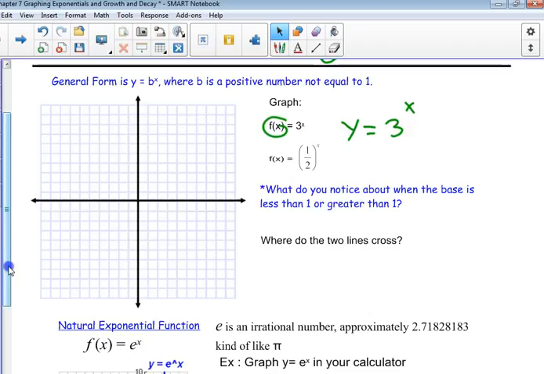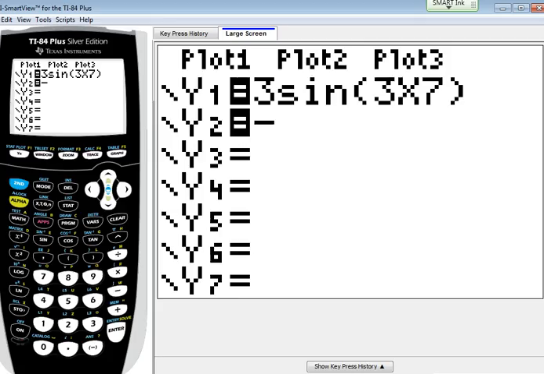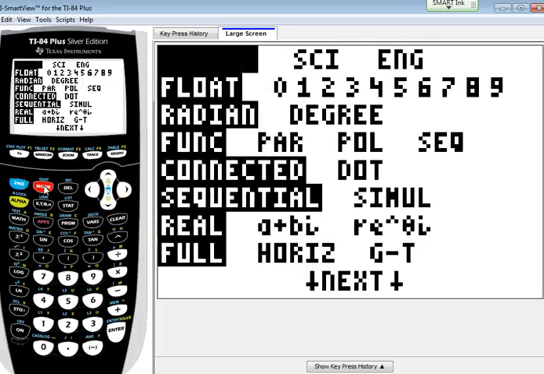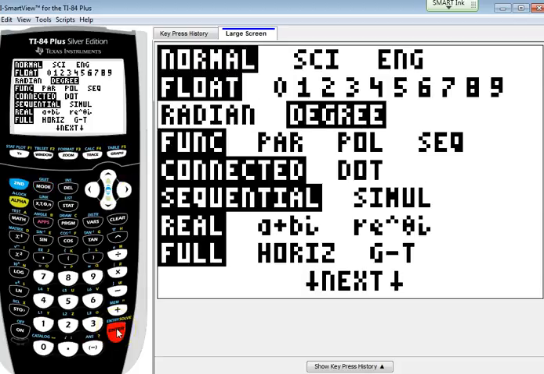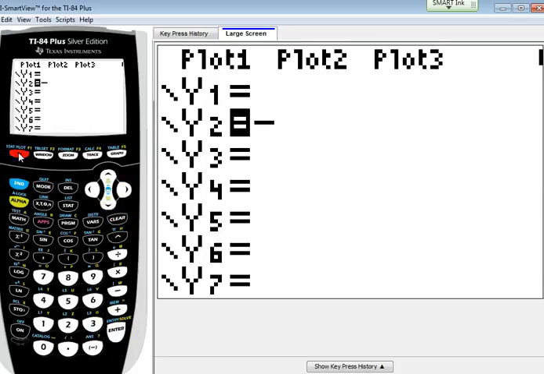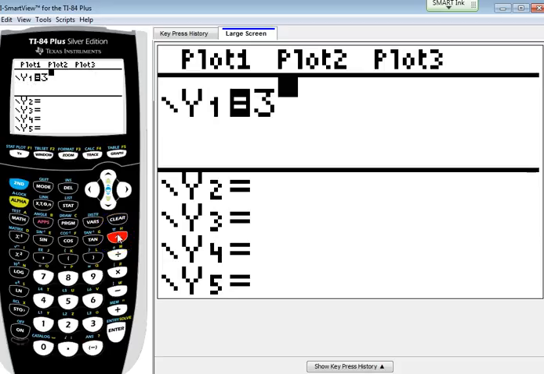So now if we're going to graph that, go to your y equals button. Make sure our calculator is in the degree mode. Go to the mode button, arrow down to degree, highlight that, and then you're all good. So we're going to do 3 to the x. Make sure you put a caret, because the x is an exponent. Please make sure you arrow it up, and then graph it.